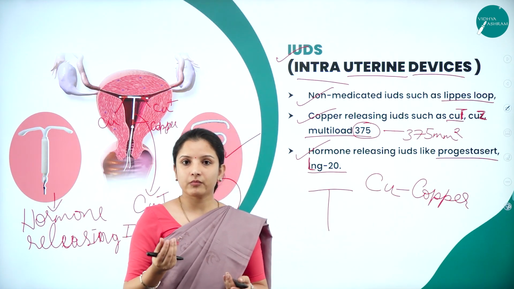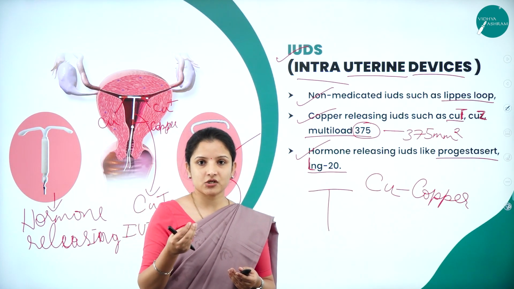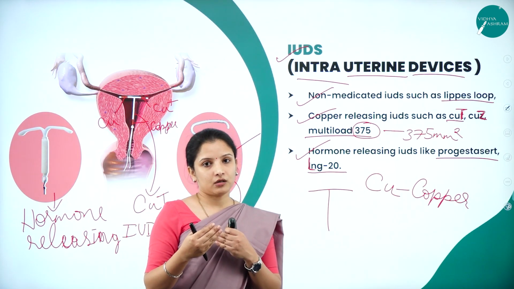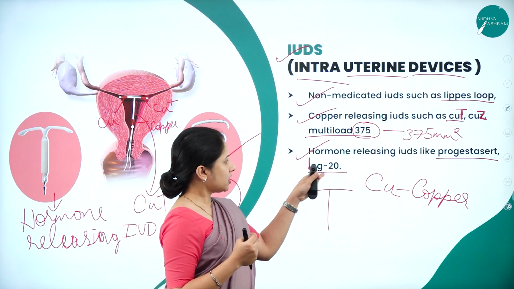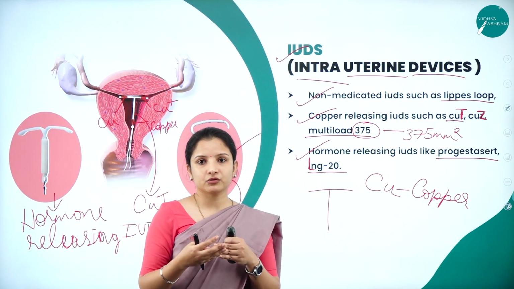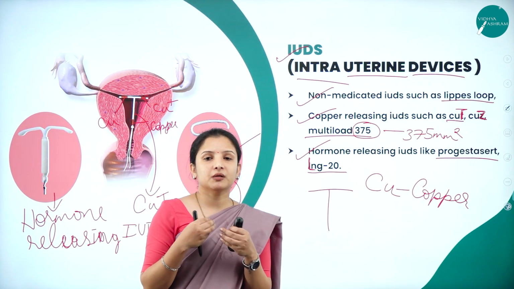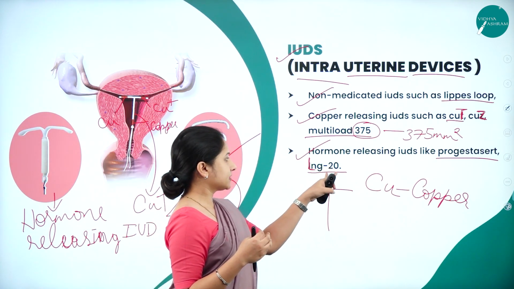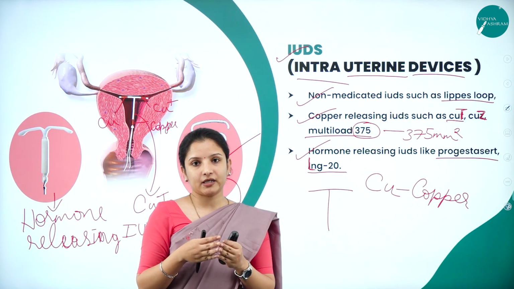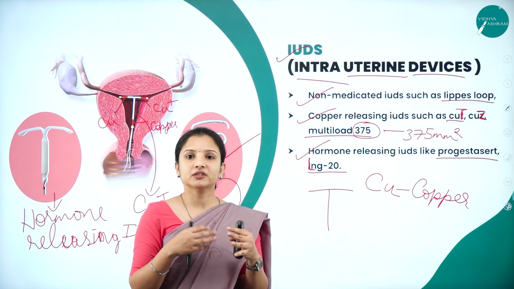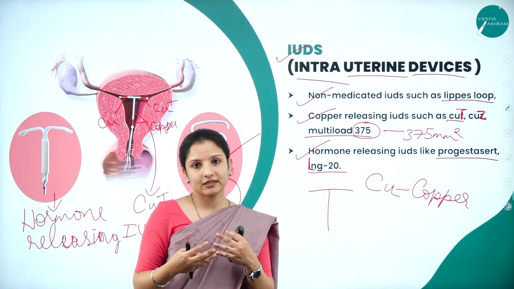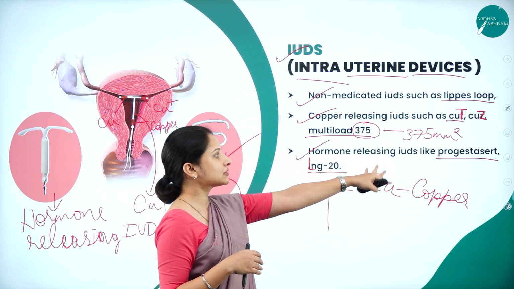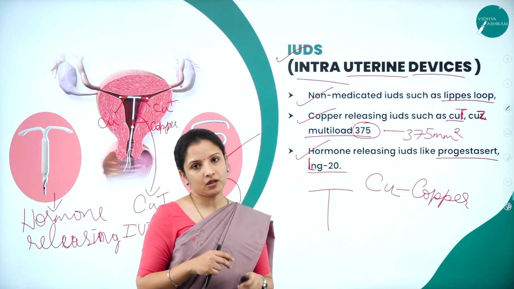You know that all females have mucus secretion in the cervix, and that mucus secretion is also very important to determine the fertility of a healthy reproductive individual. When there is a change in the cervical mucus, the mucus may become too thin or too thick in consistency, or watery. In such cases, it will not be a good environment for the sperm. Therefore, the sperm will get disintegrated, or die, or lose its motility. That is how hormone releasing IUDs like Progestasert and LNG-20 work.